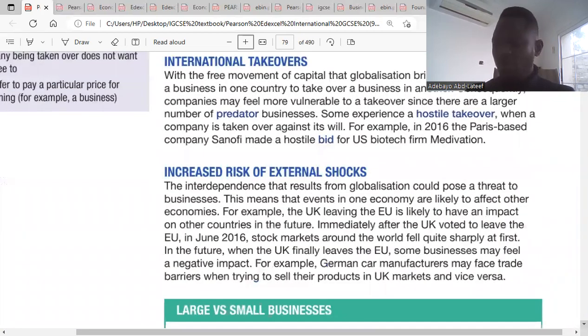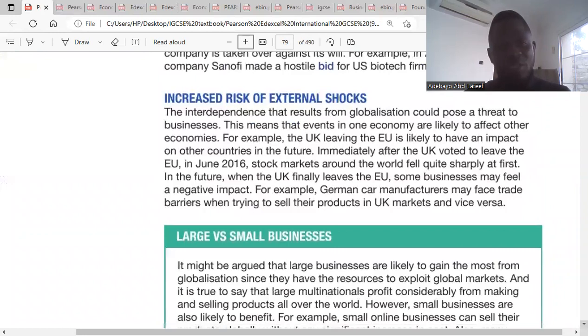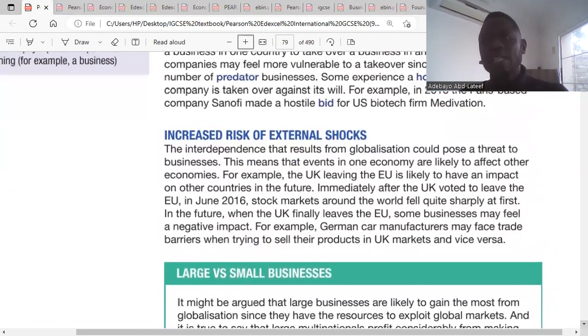International takeovers. I wrote, with free movement of capital, it is possible for a business in one country to take over a business from another country. Because with globalization, there is free movement of capital. It means I can bring my cash, my money, from where I am, from Nigeria, to buy a business here. That is what we're talking about. Is it clear?